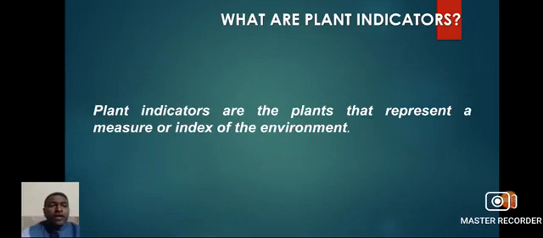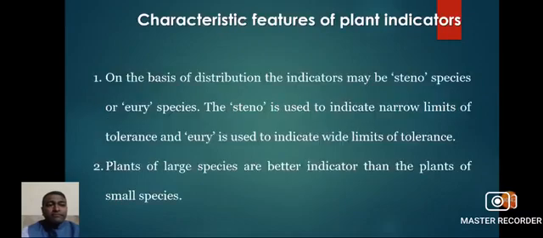So, what are plant indicators then? Plant indicators are the plants that represent a measure or an index of the environment. They reflect the changes in the environment due to various things, and they can be used as a cheap and reliable source for the changes in the environment.